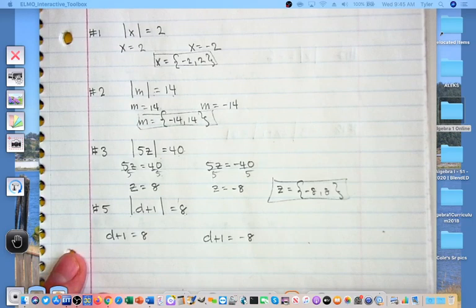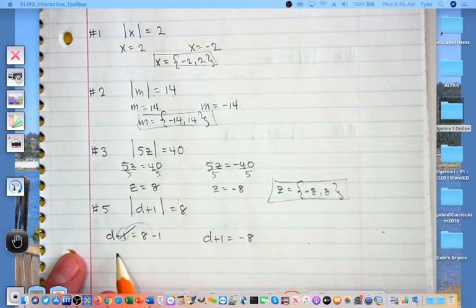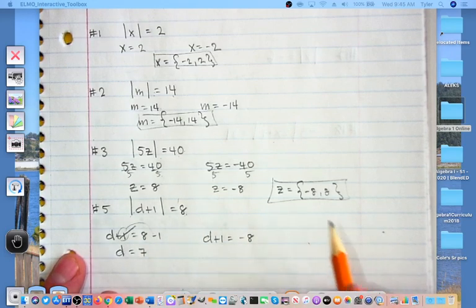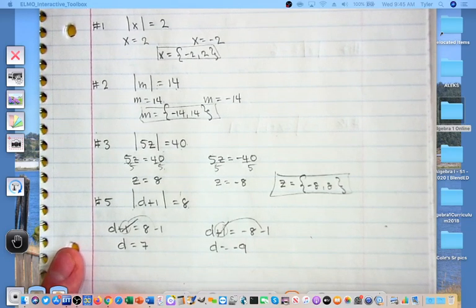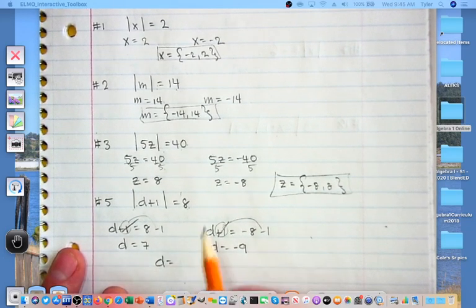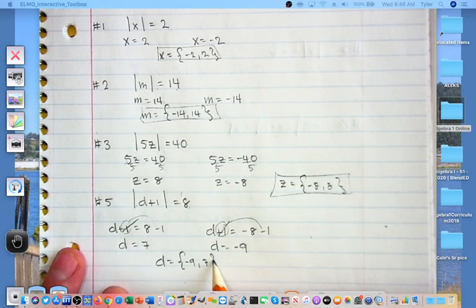Now in this case I do have a step that I have to do to solve these. It looks like I will need to subtract 1 from both sides. That gives me D is equal to 8 minus 1, which means D is equal to 7. I will again subtract 1 from both sides in my second equation, and I get D is equal to negative 9. Now I need to write my answer as a solution set. D is equal to the solution set, negative 9 and 7, putting them in order from lowest to highest.